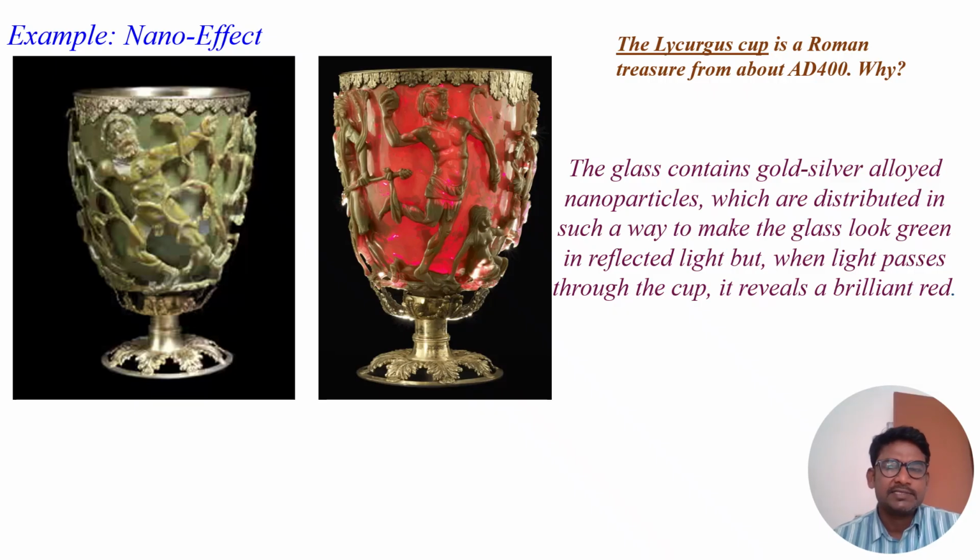See, this is a very interesting example for nano effect. The Lycurgus cup is very famous in Roman treasure from AD 400. Why? This glass contains gold-silver alloy nanoparticles which are distributed in such a way to make the glass look green in reflected light, but when light passes through the cup, it reveals a brilliant red. This is because of the nano effect. So this is a very interesting example to understand the nano effect.